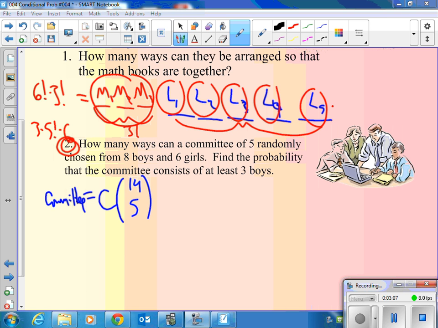Any ideas on how you would find a committee that has at least 3 boys? Take 8, choose 3, times 11, choose 2, because 8 minus 3 is 5, plus the 6 remaining girls gives you 11 to choose from for the last 2 seats. Interesting. I don't know if that is the same as what I was thinking of. It'd be interesting to see. It says at least 3 boys. It means 4 boys. It's at least 3.